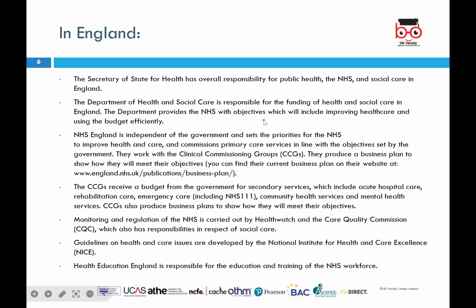It is responsible for funding of health and social care in England. The department provides the NHS a set of objectives, and these will include improving healthcare and using the budget efficiently. So they have two main objectives: improvement of healthcare, and whatever budget is allocated to them, they use it efficiently. NHS England is an independent body. So it is independent of the government, and it sets priorities for the NHS in order to improve health and care. Okay, and there's a certain set of objectives that are set by the government.